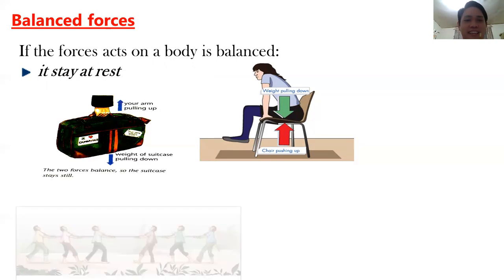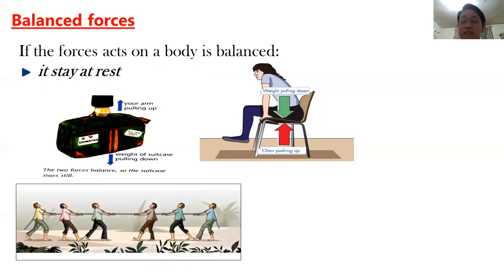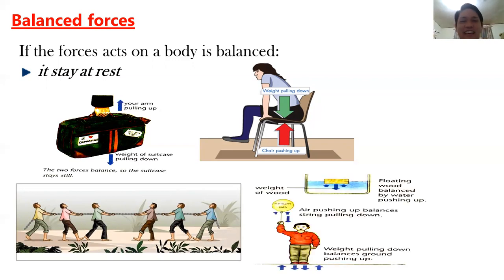Another example is a tug of war game. Are you familiar with that? Another example in the next illustration is air pushing up balancing the string pulling down, and the weight pulling down balancing the ground pushing up. That is the last example for balanced forces.